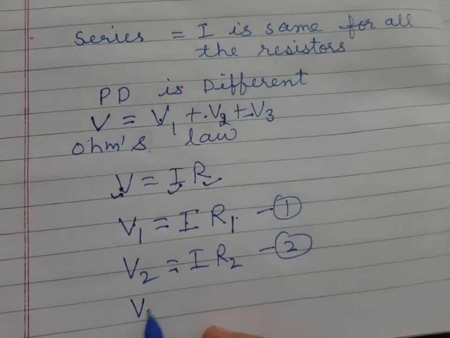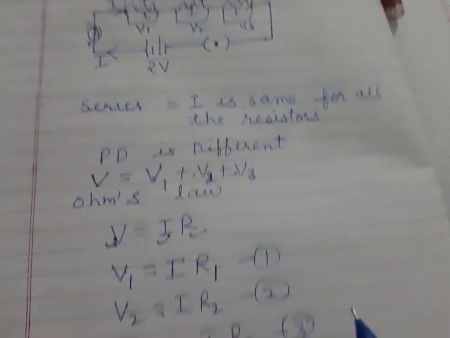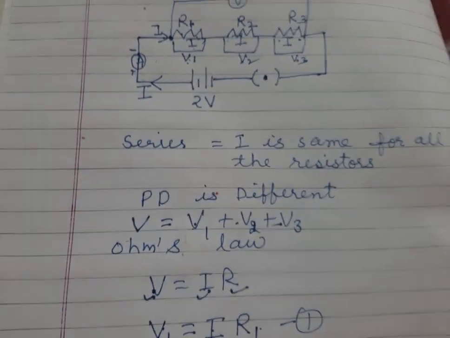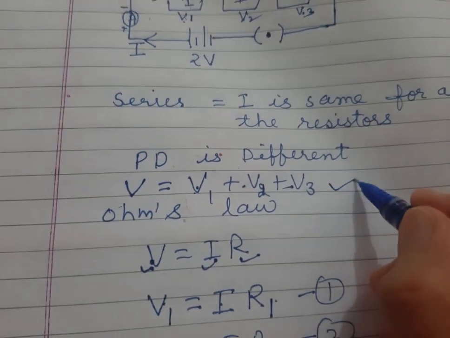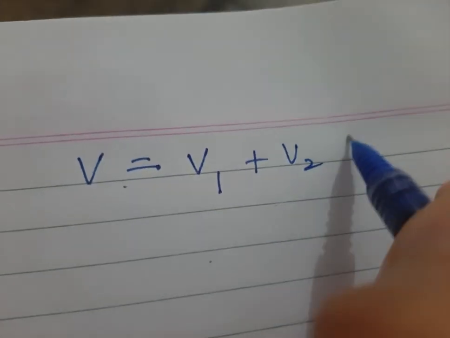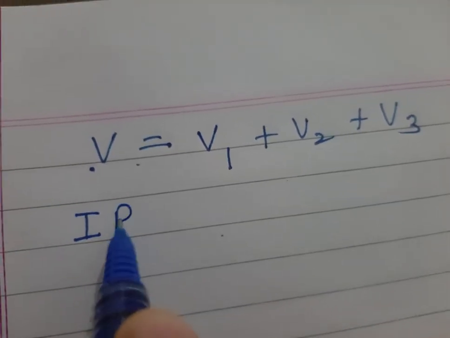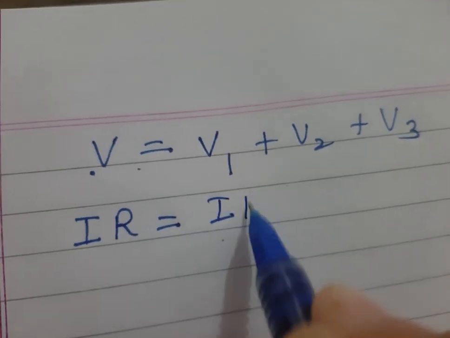For the third, V3 is equal to IR3. Now substituting all these values into this formula of total potential difference. So V is equal to V1 plus V2 plus V3. In place of V we will write IR. V1 is IR1 plus IR2 plus IR3.